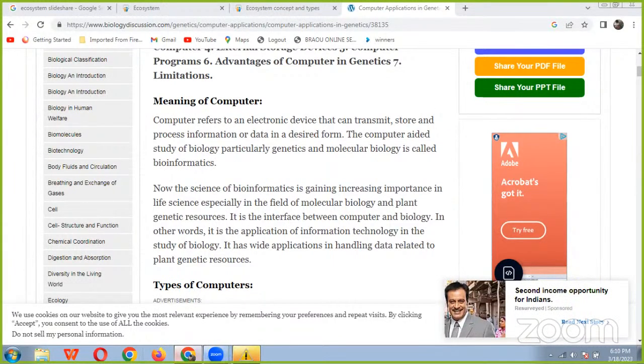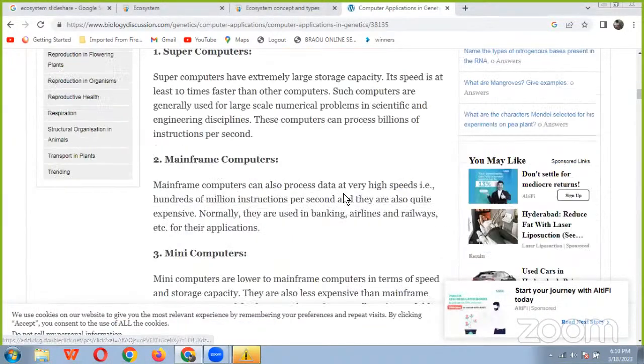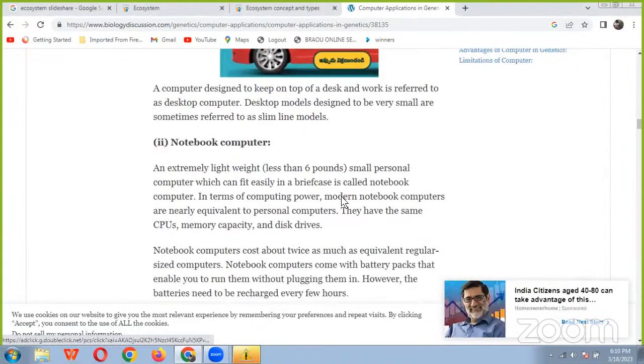Next is the Microsoft part: use of Word and PowerPoint, the preparation and presentation of documents. Actually, different types of computers.